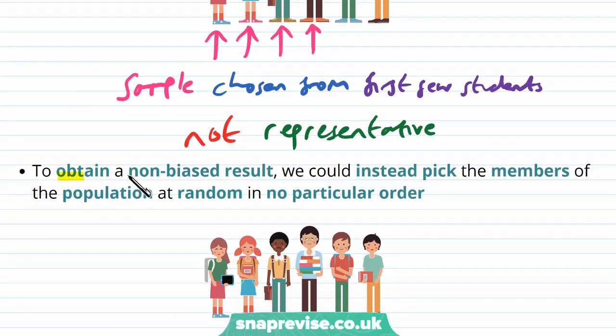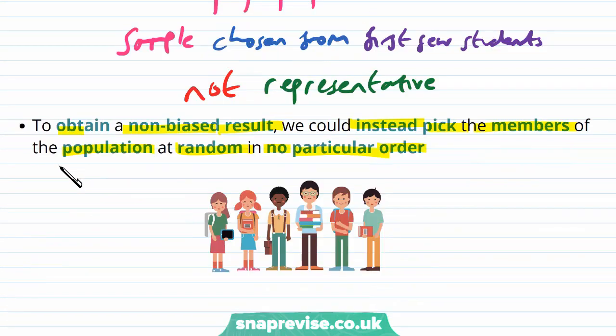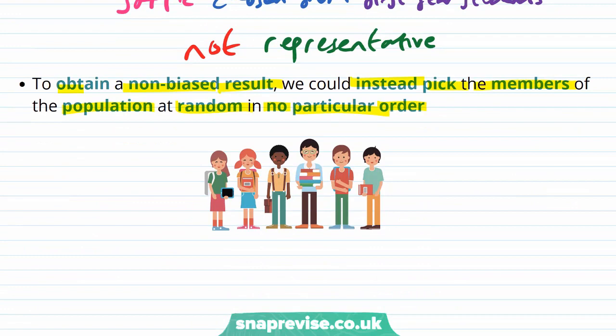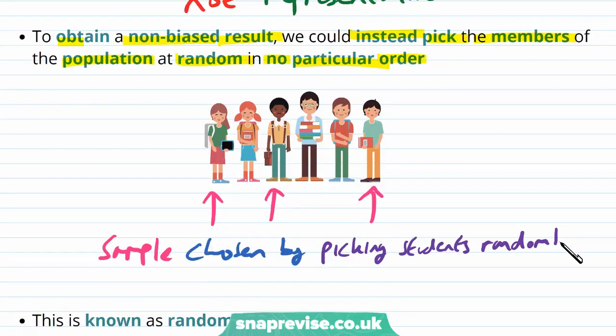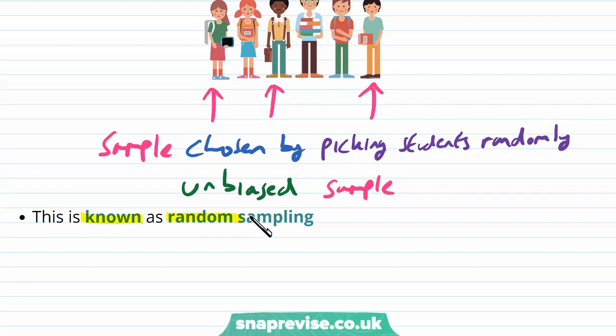To obtain a non-biased result, we could instead pick the members of the population at random in no particular order. Before, we had to pick some kind of order, and this order could lead to bias. However, let's say instead we choose, say, this person, and this person, i.e. we take a sample chosen by picking students randomly from the population, then this leads to an unbiased sample in general. This process is known as random sampling.